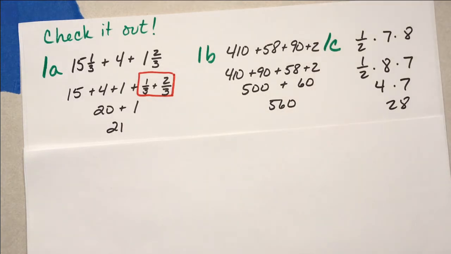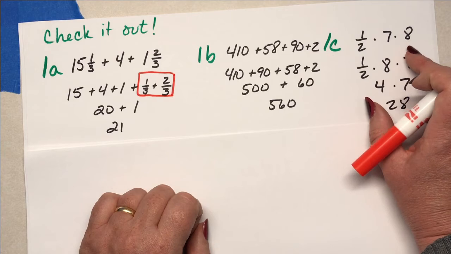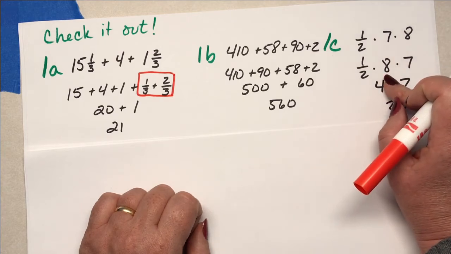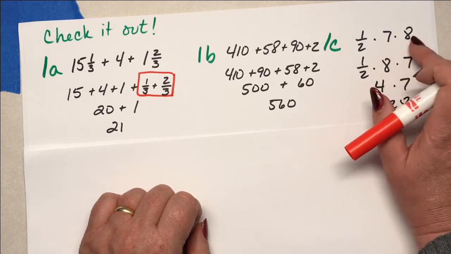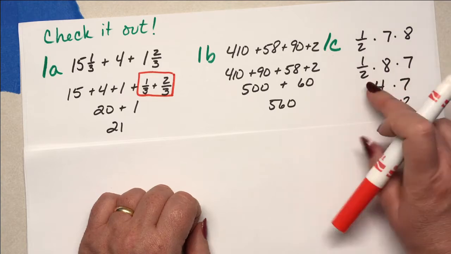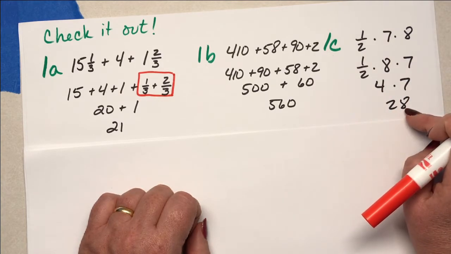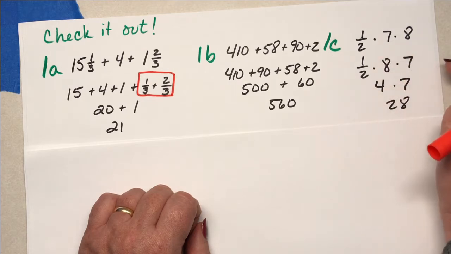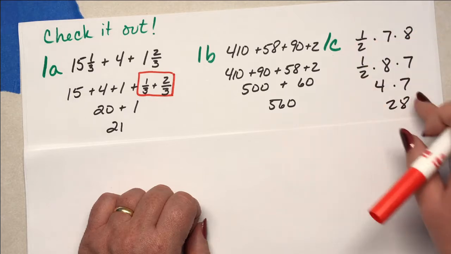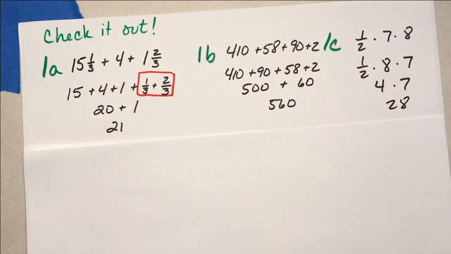Then we have 1/2 times 7 times 8. It's easier for me to do 1/2 times 8, so I'm going to switch these two around, because 1/2 times 8 is 4, and 4 times 7 is 28, where otherwise I'd have to do 3.5 times 7 in my head, and that's a little more difficult. We want to make math as easy as possible.